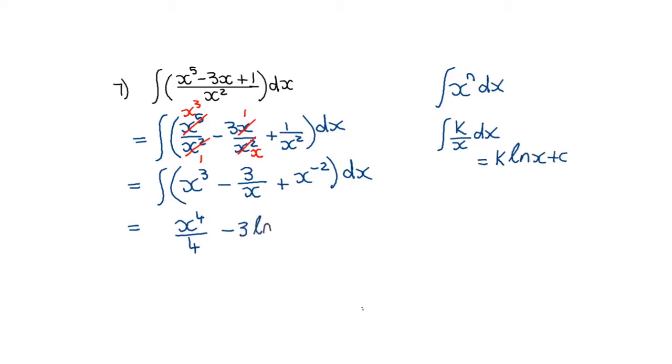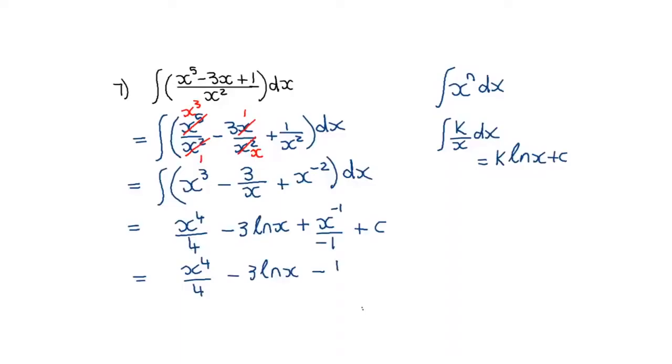And for the last one, x to the power negative 2 plus 1 is negative 1, over negative 1, plus the constant. So x to the power 4 over 4 minus 3 ln x minus, and now I don't want a negative exponent in my final answer, so I'm going to change the position. I'm going to take that x with its exponent into the denominator position. So it's going to become x to the power 1, plus the constant.